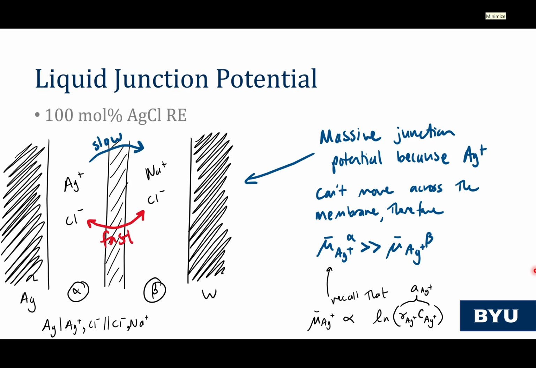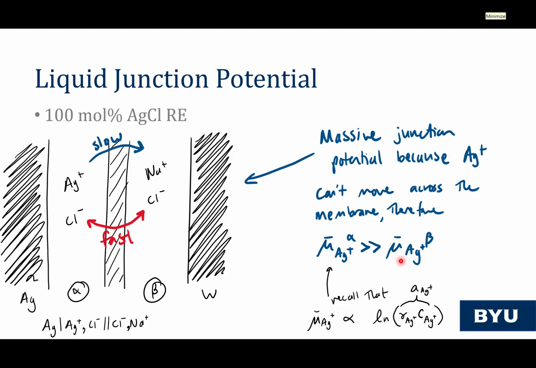But the problem was that the membrane allowed chlorine to move across it, but it didn't allow larger ions like silver ions to move across it. And that meant that he wasn't able to establish an equilibrium between the silver plus ions in alpha and the very, very minute amount of silver ions in beta, because that transfer is so slow through the membrane. And that caused a massive junction potential between his reference electrode and the working electrode, and it was in a way that was uncalculatable.